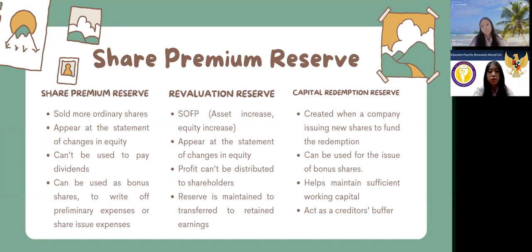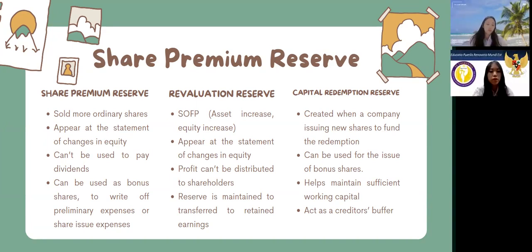The profit cannot be distributed to shareholders, and the reserve is maintained until the gain is realized, and the revaluation reserve will be transferred to retained earnings. The third one is the capital redemption reserve, which is created when a company buys back its own shares without issuing new shares to fund the redemption.